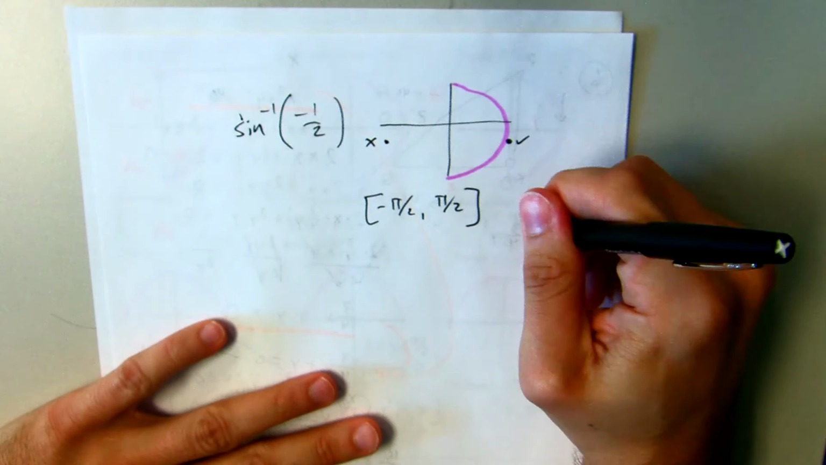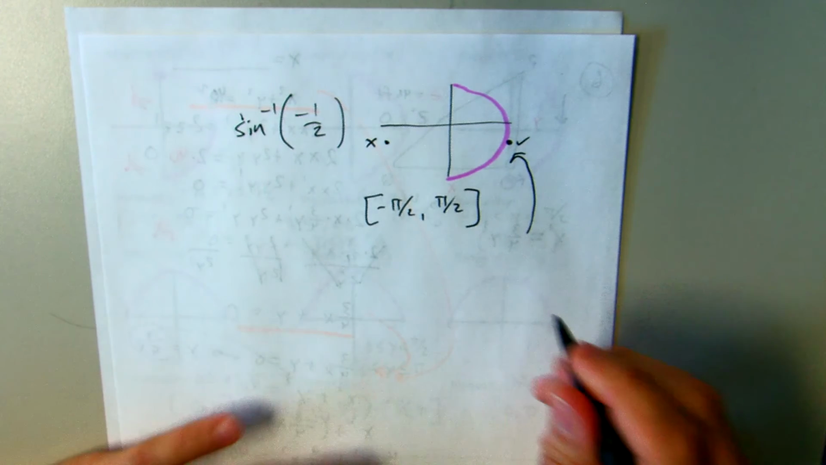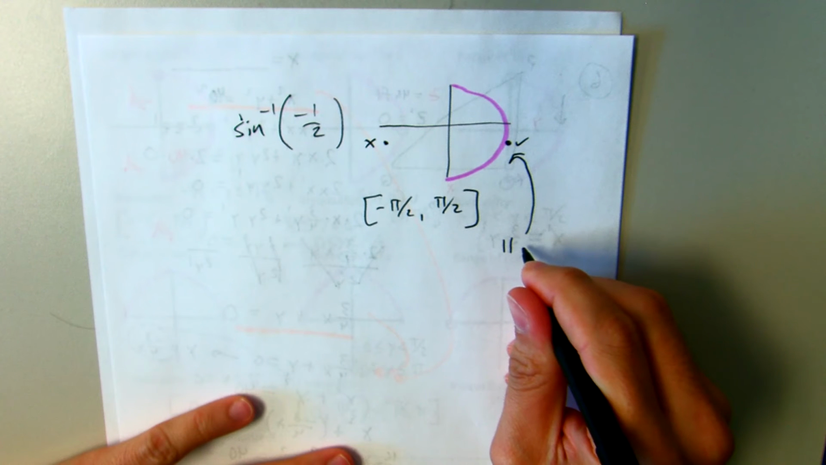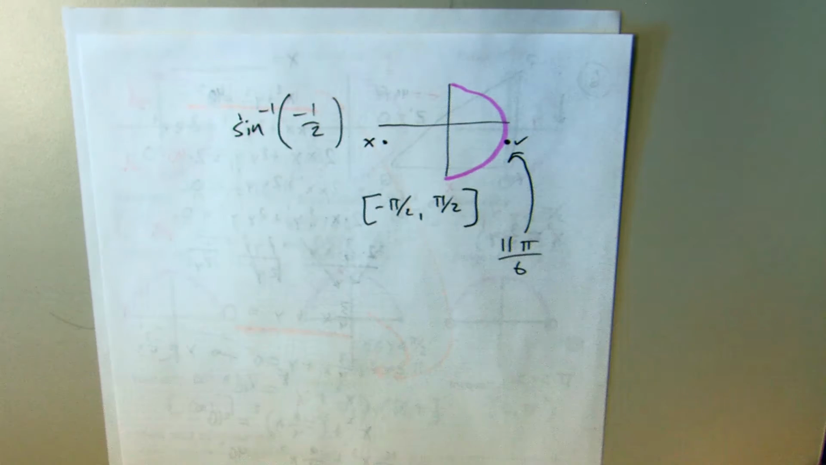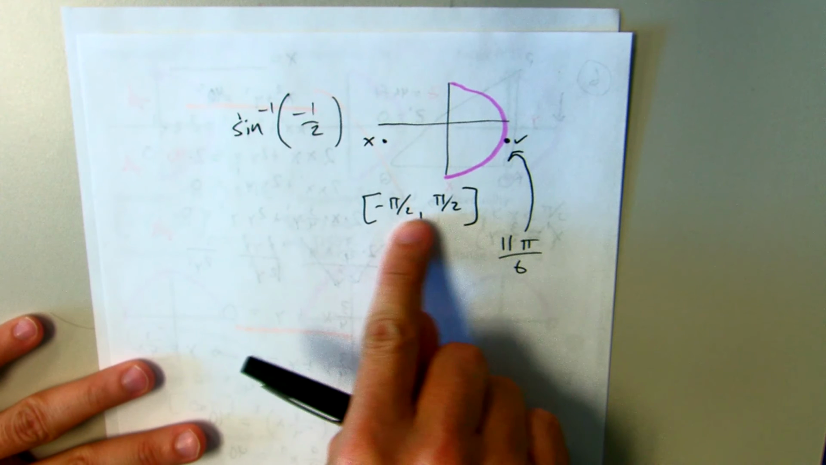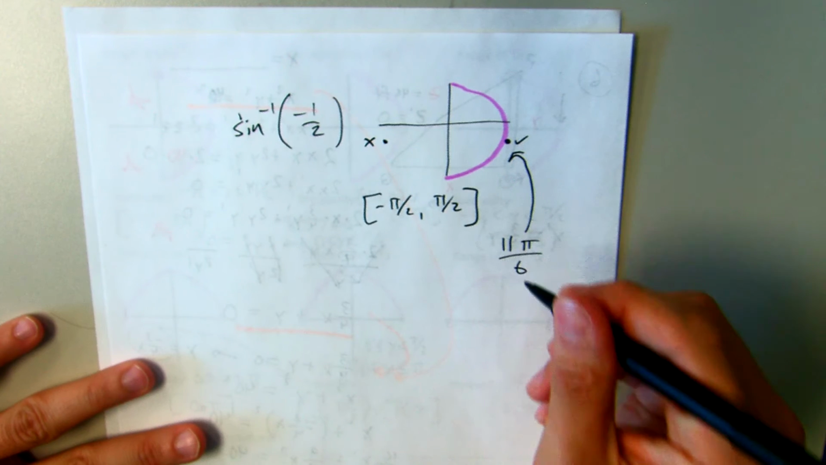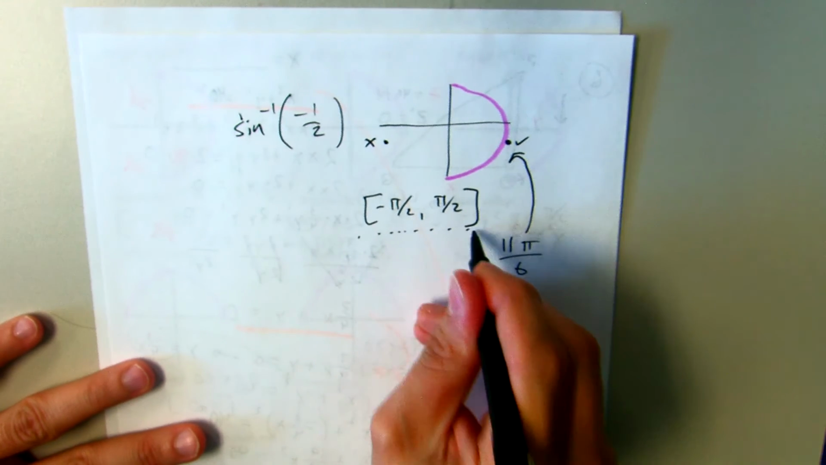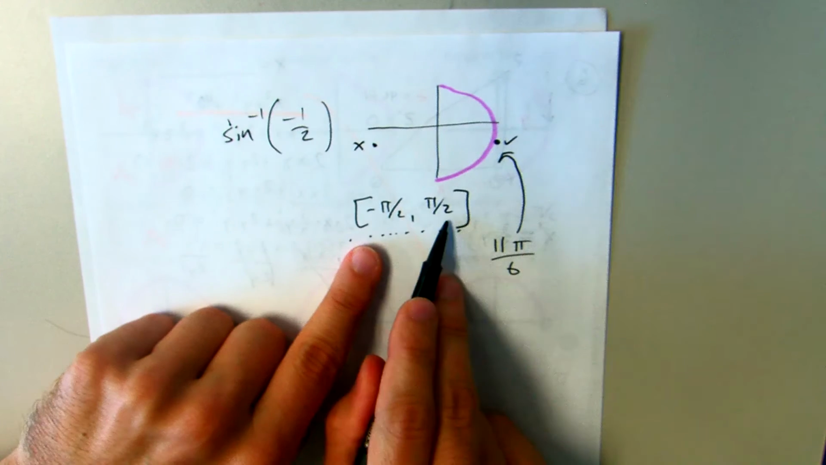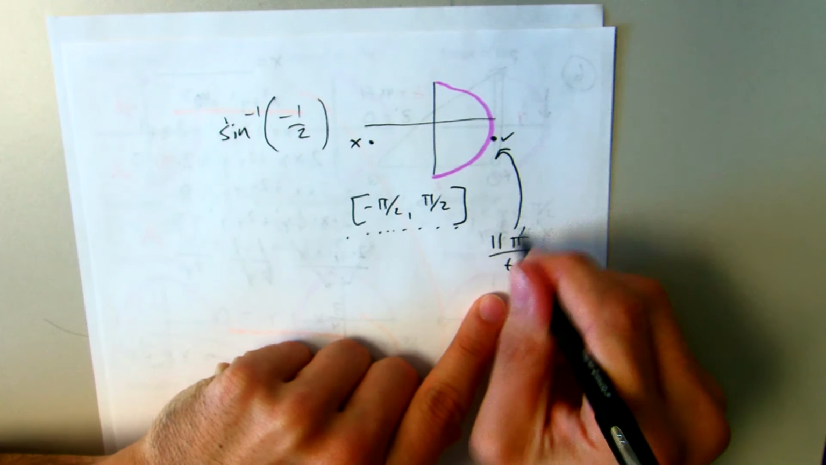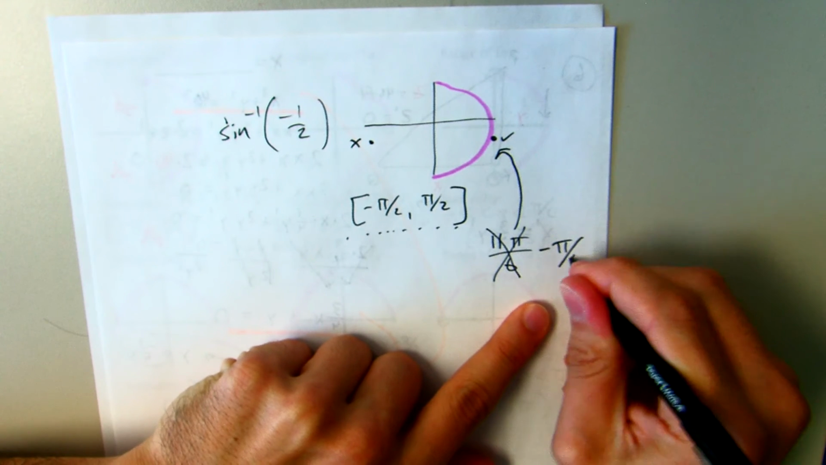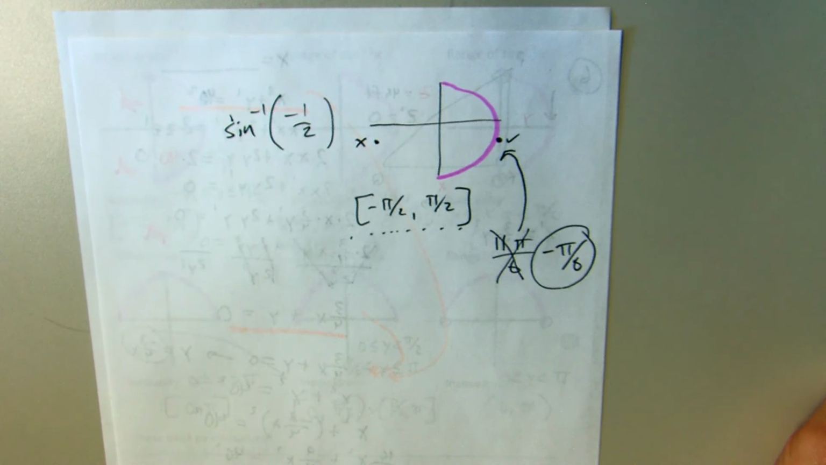So what do we normally call this location? 11 pi over 6. Okay. Do you see that 11 pi over 6 is not an acceptable answer? Why? It's not between these two values, right? Just because it's a location, inverse sine only exists between these two. So instead of calling it 11 pi over 6, you would want to call it negative pi over 6. That's the one and only acceptable answer.